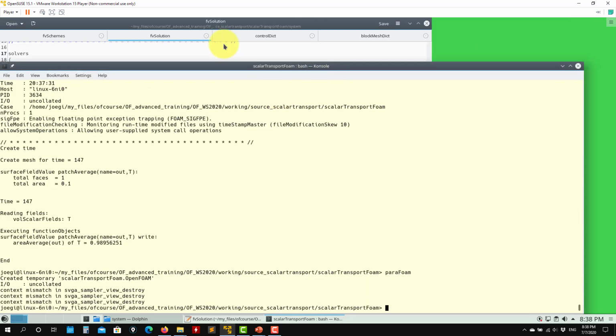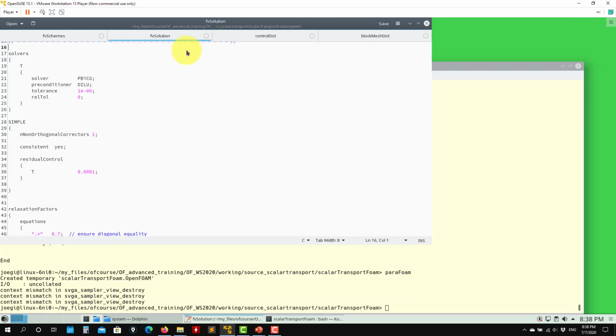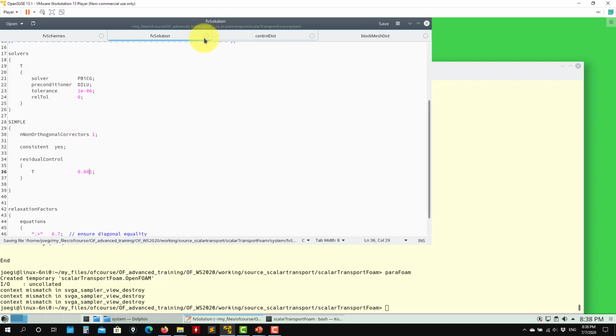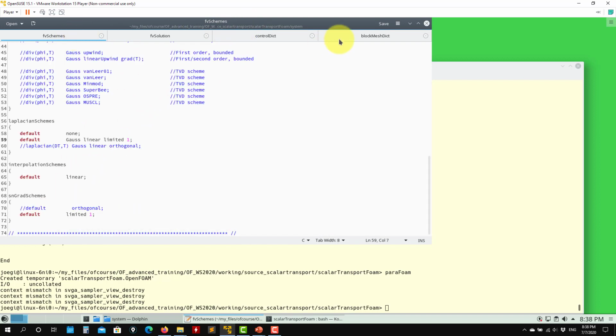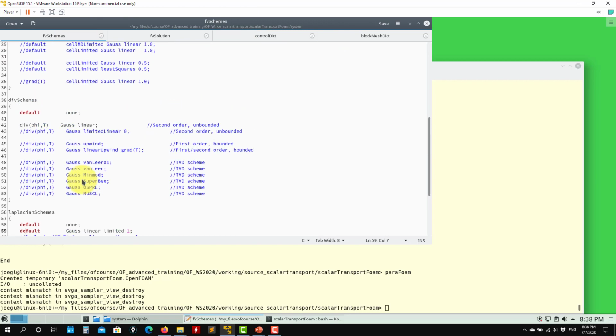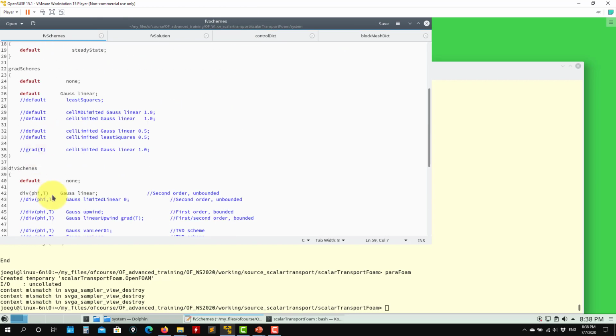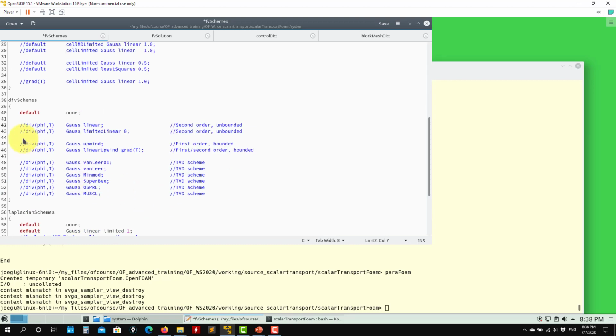Remember that also we need to play with the numerical schemes. Now we're just playing with the iterations here as the solution. So let me put it here, that should be okay. And 0.7 is okay. And here we were doing Gauss linear. So let's go, for instance, here. Let me go and put here linear upwind, this method. And let's run.